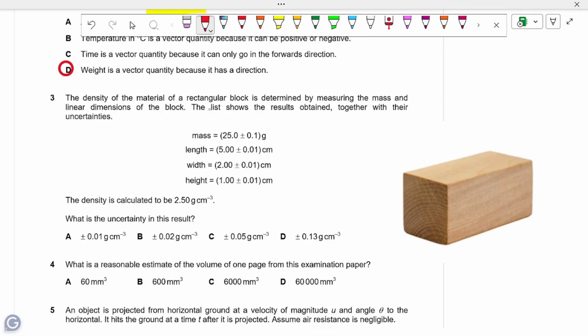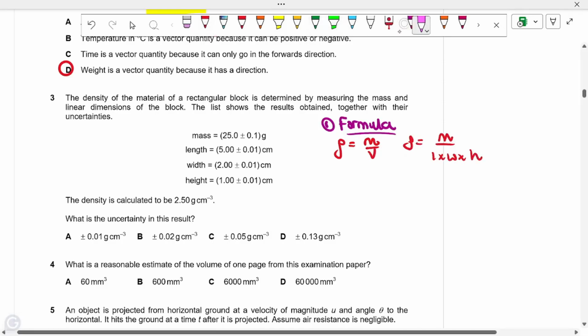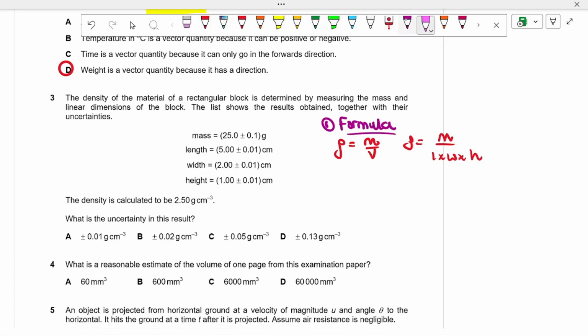So whenever you have an uncertainty problem, I want you to go through this framework that always works for these kinds of questions, right? Number one, always ask yourself, what is the formula in question? And be as clear and simple as possible. If I'm thinking about this kind of question, the formula is density equals mass over volume. You can take that a step further and say density equals mass over length times width times height.